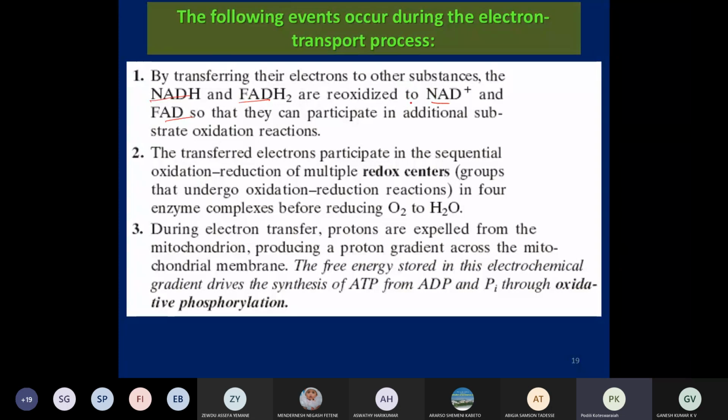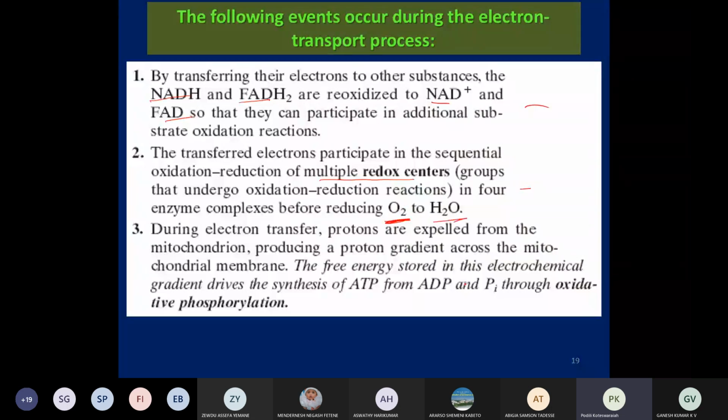And during this oxidation, the electrons are liberated, and these electrons are transferred to the molecular oxygen through various redox centers present in the electron transport chain. During this process, the oxygen is reduced to water. That is the second step.